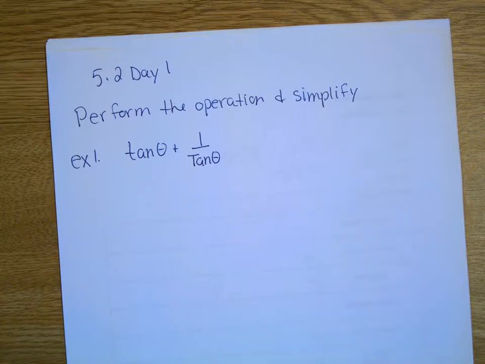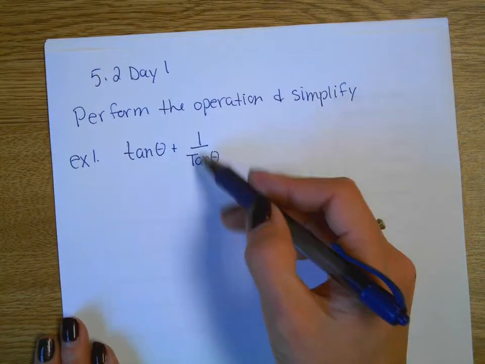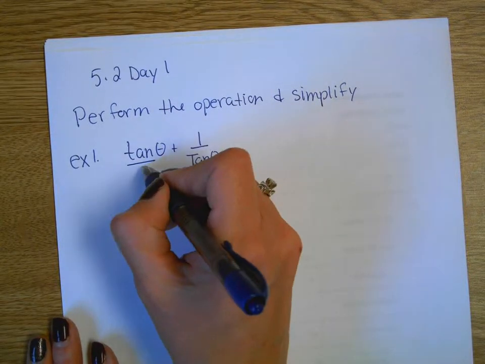So what we want to do is perform the operation. The only operation in here says add these two things together. So that's what we want to do first, then we'll simplify. Because this is a fraction, I'm going to make this a fraction.